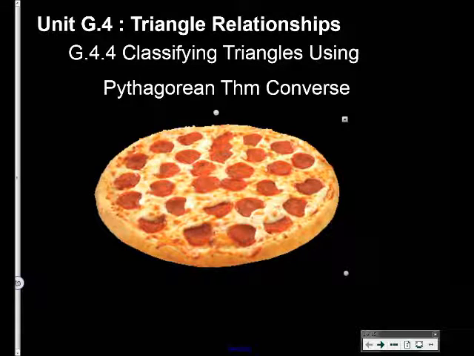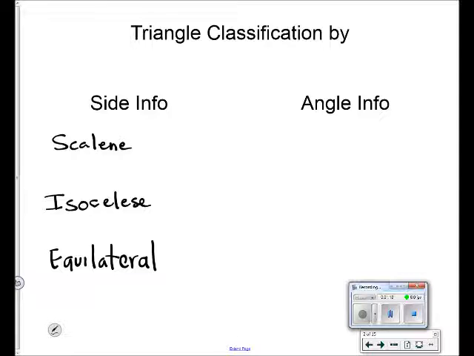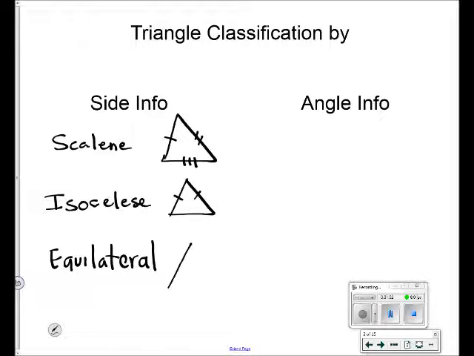Otherwise, let's get started. First of all, let's start with triangle classifications. When we classify triangles, we classify them by either their side information or their angle information. Three of the names that we have for triangles are over here on the left underneath the side information. They represent that I'm looking at the sides and recognizing something about the triangle according to its size. For instance, a scalene triangle is a triangle where all three sides are different numbers. None of the sides are congruent to each other. Isosceles is a triangle where you have two sides that are congruent, and equilateral is a triangle where all three sides are congruent.